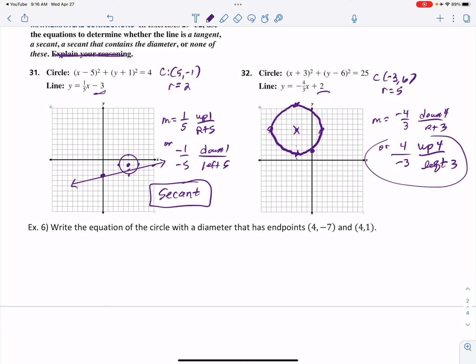Right there, that tells me this is going to be a secant that contains a diameter because the line's going through the center of the circle. If I go up from there, up 1, 2, 3, 4, and to the left 3, I'm here. So maybe I could even go down 1, 2, 3, 4, and to the right 3 and put a point. Now if I can get kind of a line actually going through. And because it went through the center of the circle, this is a secant that contains the diameter.